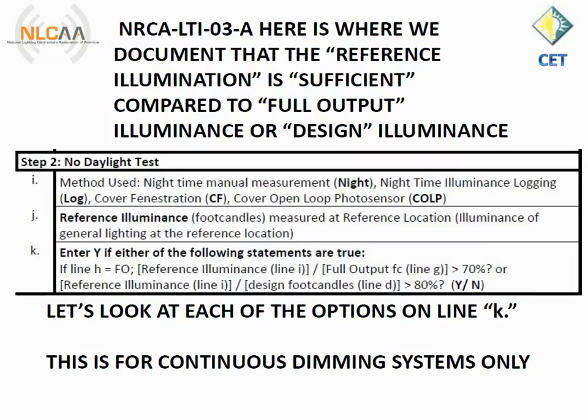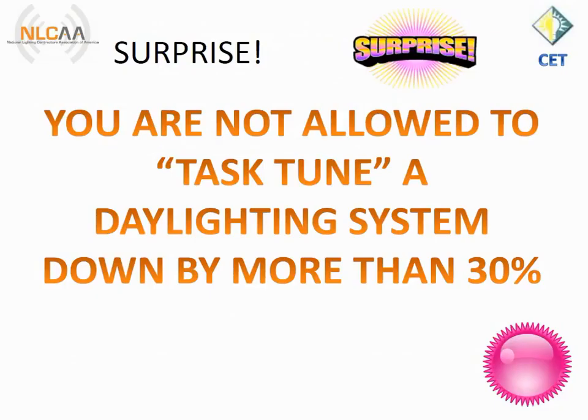Yep, and there it is, shown in all of its glory, line K. We're not sure why it's there, but it's only for continuously dimming systems, and it probably has to do with not overtuning the lights. Surprise! You're not allowed to task tune a daylighting system down by more than 30%, at least not the automatic lumen maintenance part that is done by a closed-loop photo controller. If your reference illuminance is not within 30% of the sensor covered illuminance, a tech should fail you on that, so watch out.